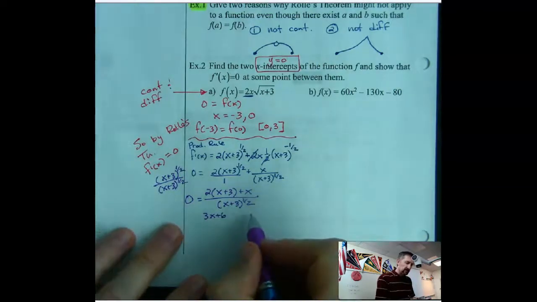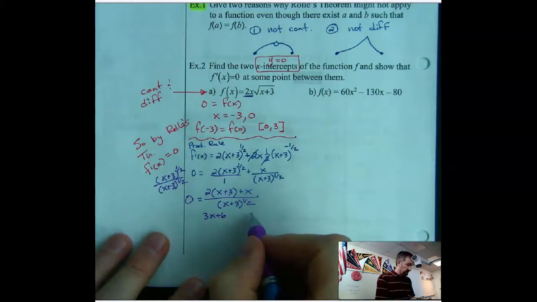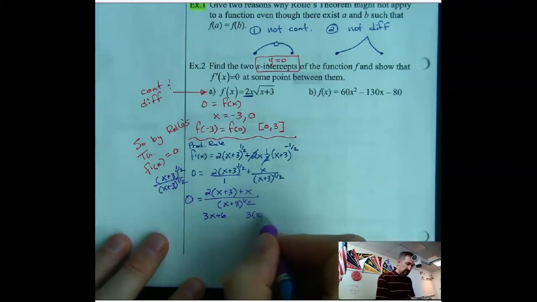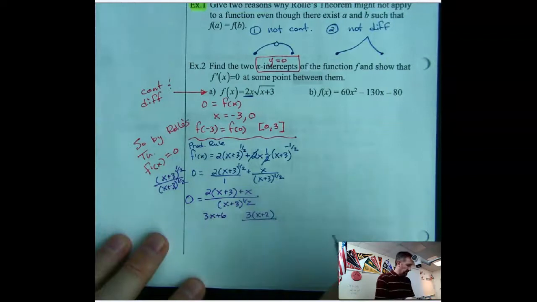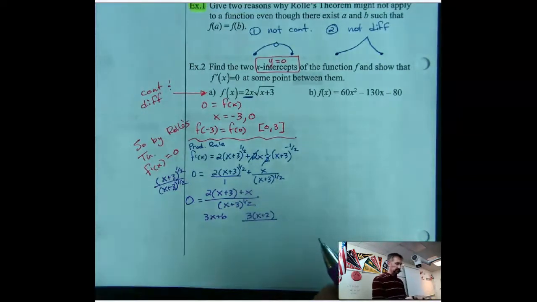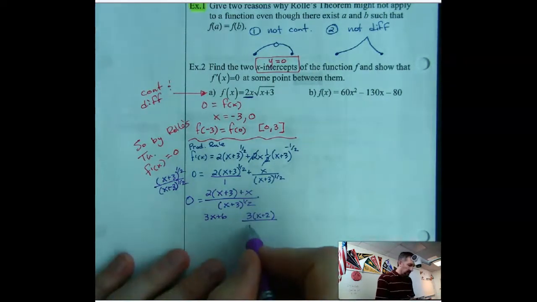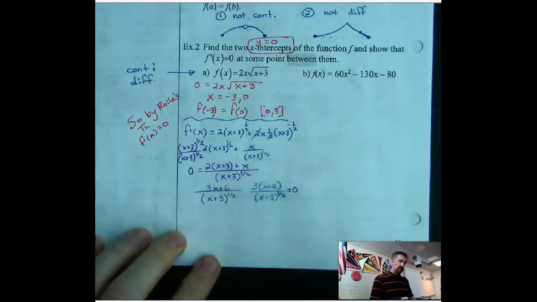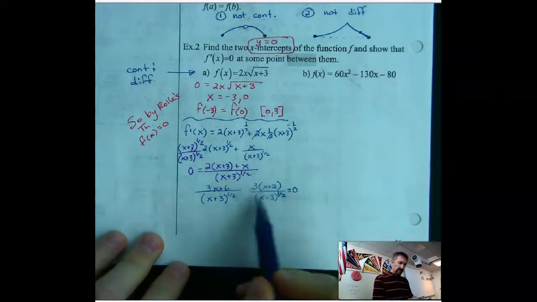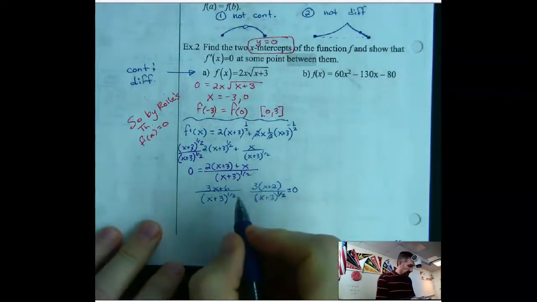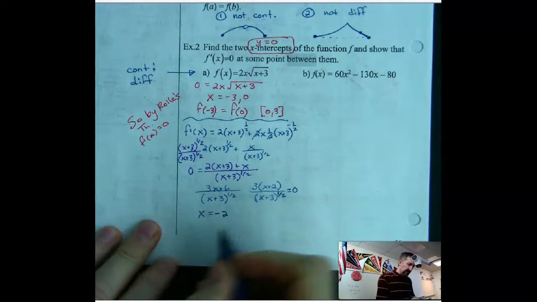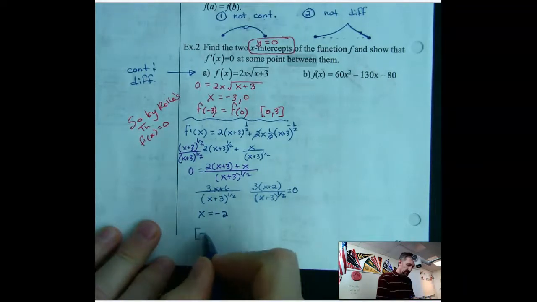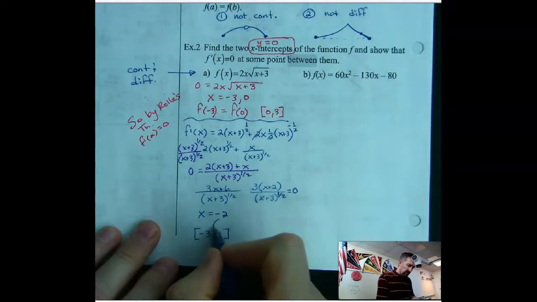And that's going to reduce to 3 times x plus 2, and that's all going to be over x plus 3 to the 1/2. So if we set that equal to 0, then that's going to be 0 when x equals -2. So x equals -2, and that is in the interval from -3 to 0.